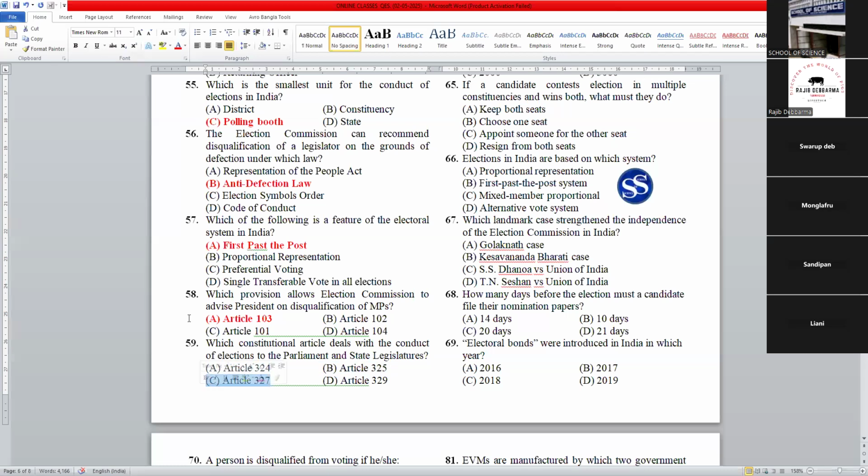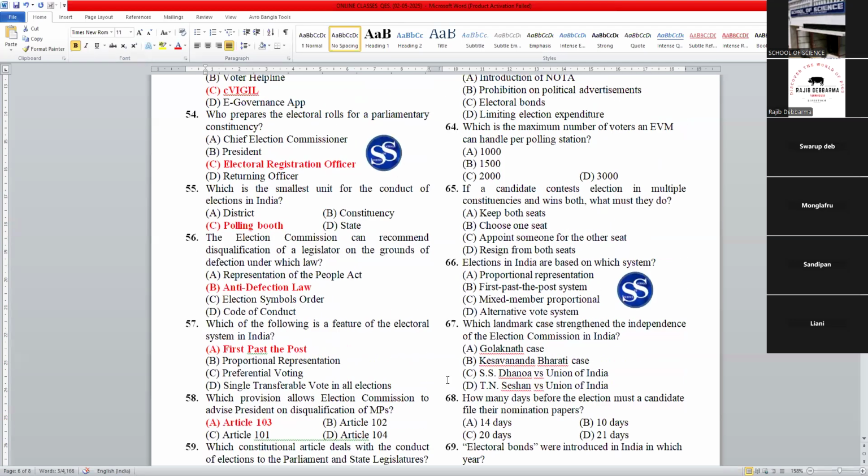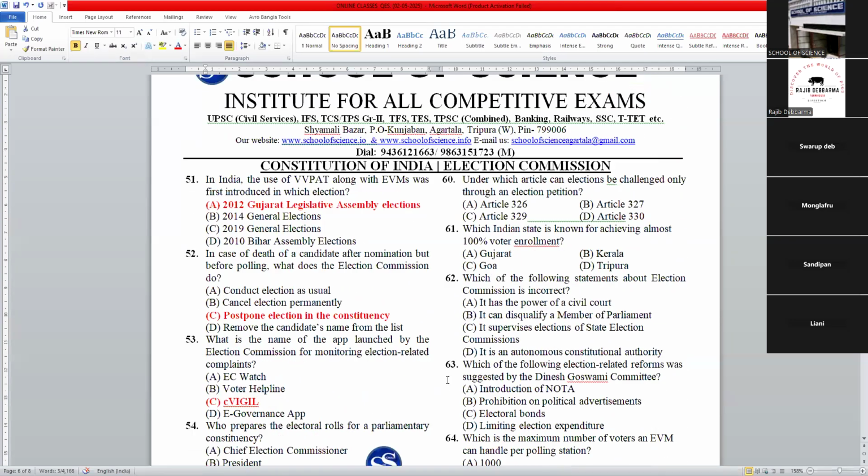Yes, Article 327 of the Constitution of India gives the Parliament the power to make laws regarding the conduct of elections, to the Parliament and state legislatures. Okay. Question number 60. Under which article can elections be challenged only through an election petition? Article 329. Article 329 is the right option.